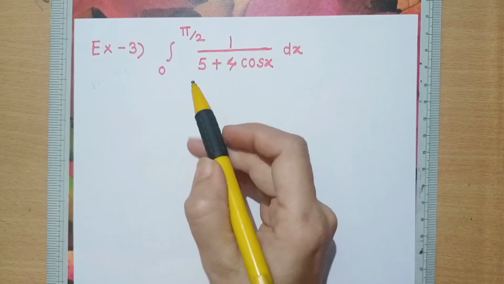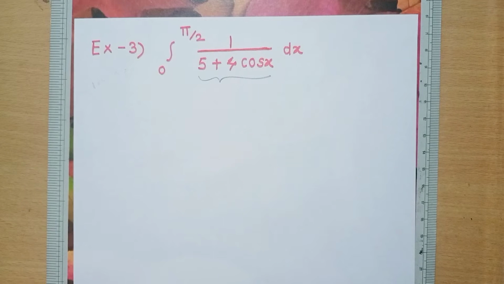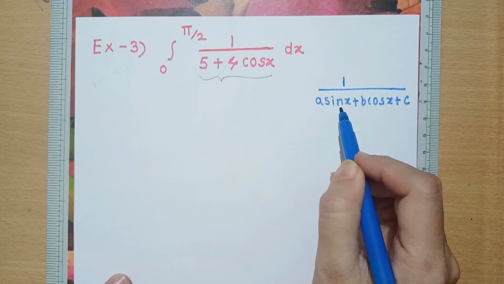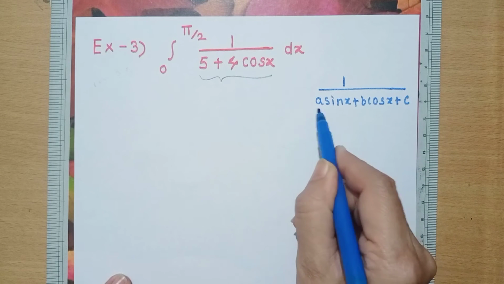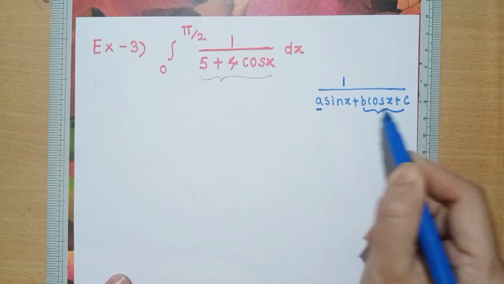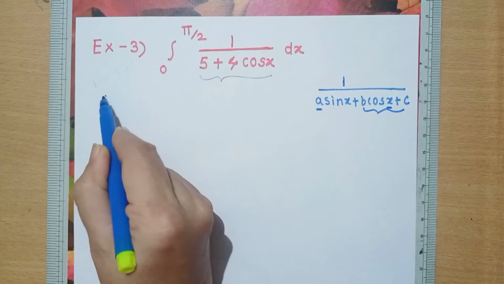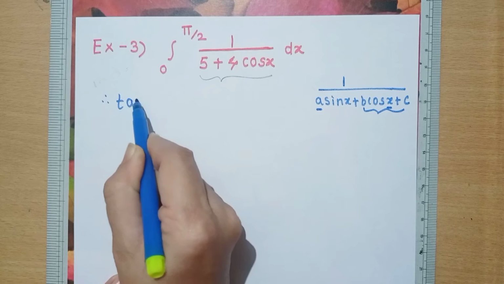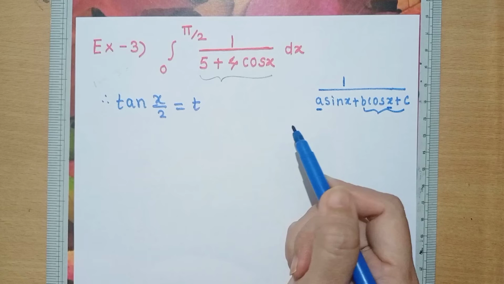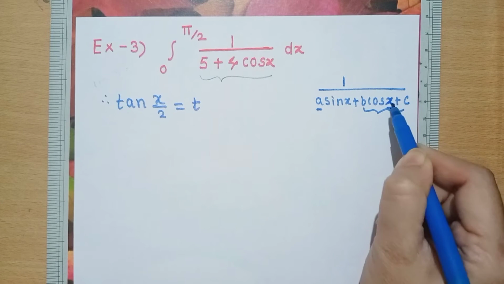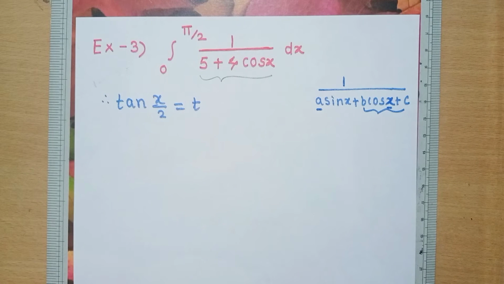This is our third example, and now check the denominator. This is in the form 1 upon a sin x plus b cos x plus c, and here a is 0, so only in the form b cos x plus c, and the angle is x. So in this case we will substitute tan of x by 2 equal to t.